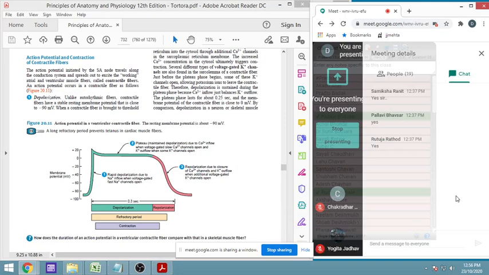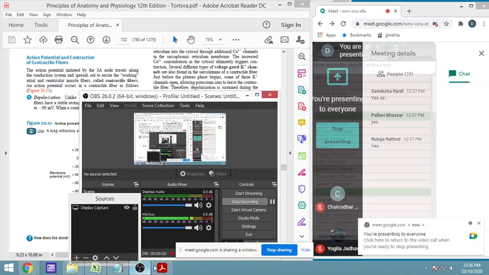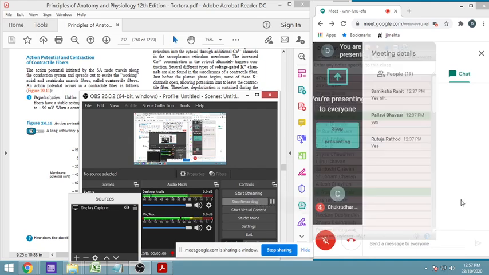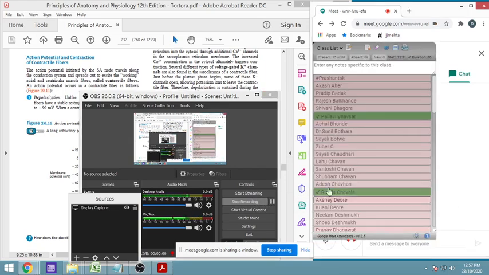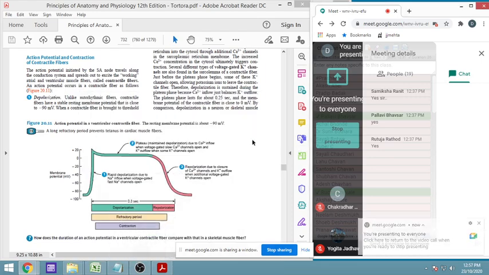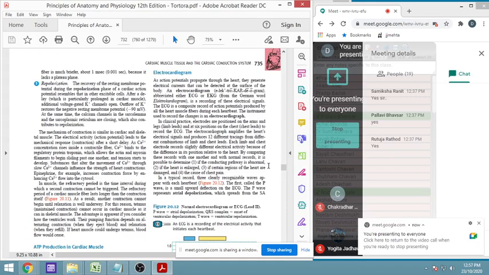So it causes the refractory period. So this is how these impulses are working, and this is very important.